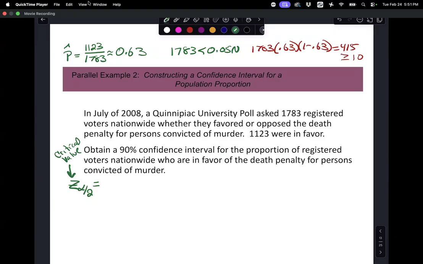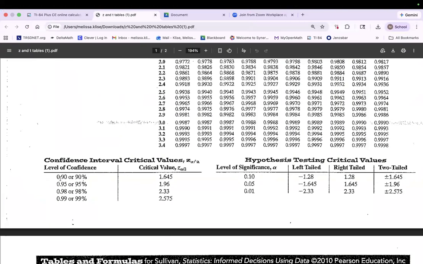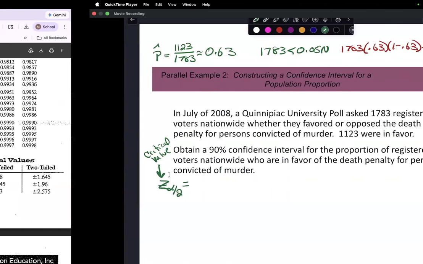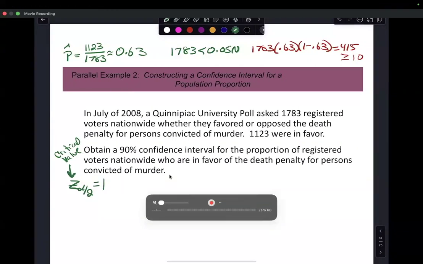We are looking for a 90% confidence interval. So over here, 90% gives us a z-score of 1.645. So notice right here, 90%, 1.645.